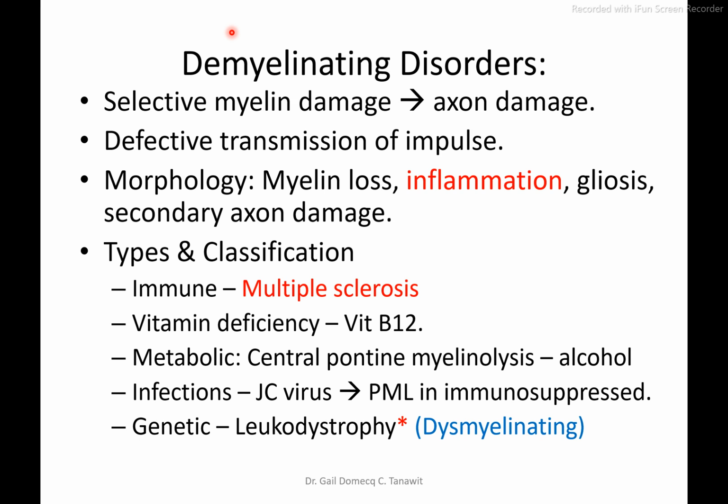So there can be an immune type, okay, as seen in multiple sclerosis, vitamin deficiency, so B12 lang, okay, metabolic, like the CPM, central pontine myelinolysis for alcoholics. Also infectious in etiology, your Creutzfeldt-Jakob, okay, leading into PML, also in immunocompromised patient, genetic, for patients who have leukodystrophy.